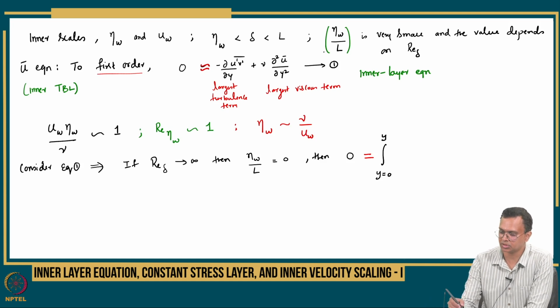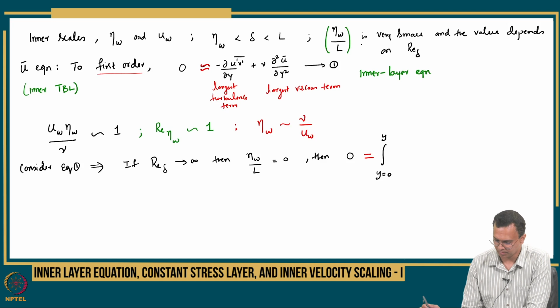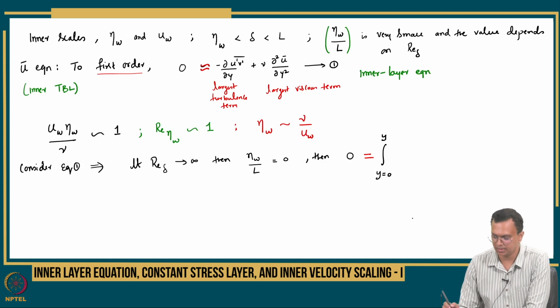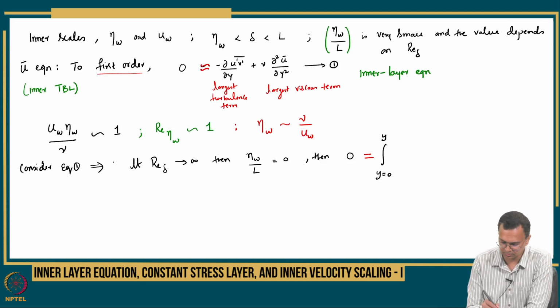In the data, of course, this eta W by L is not 0. That means all the other terms, the two inertial terms on the left hand side, as well as the viscous and other turbulent terms, all exist in actual flows where you are working with finite Reynolds numbers. This is only in the limit Re delta tending to infinity.